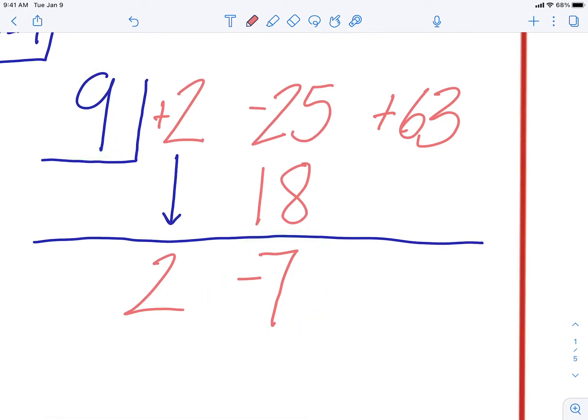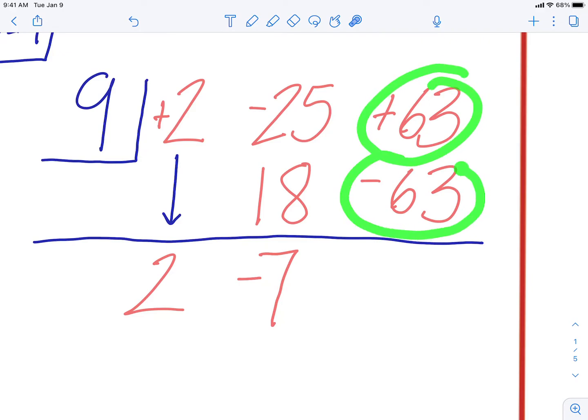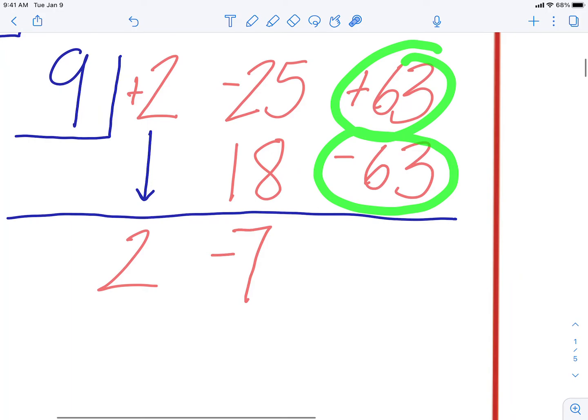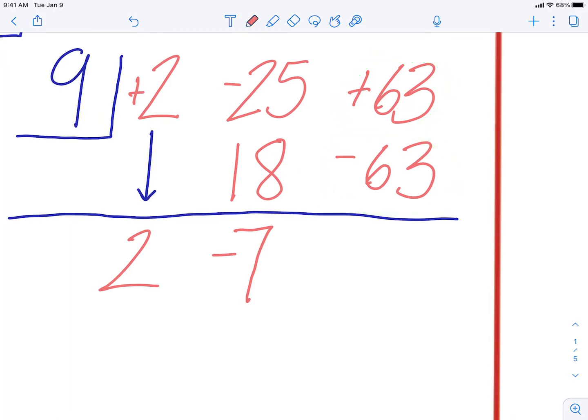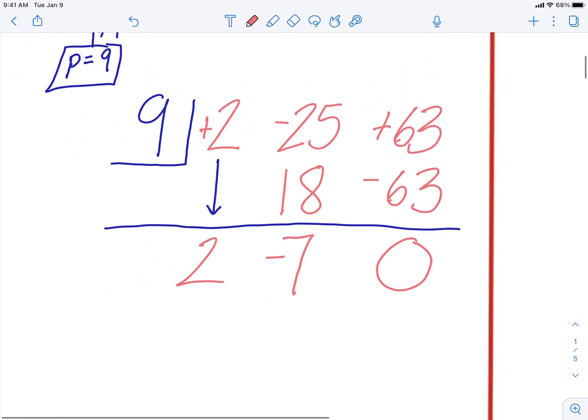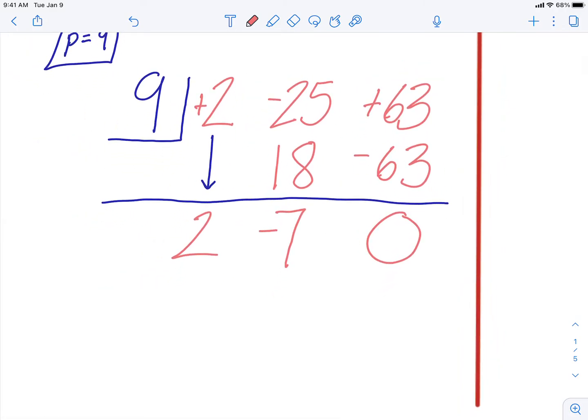So I'm going to write that over here. Negative 63. Just like that. And a positive 63 and a negative 63 are not the same sign. So I subtract: 63 minus 63 is 0. Just like that. Okay. So I'm done. Right?